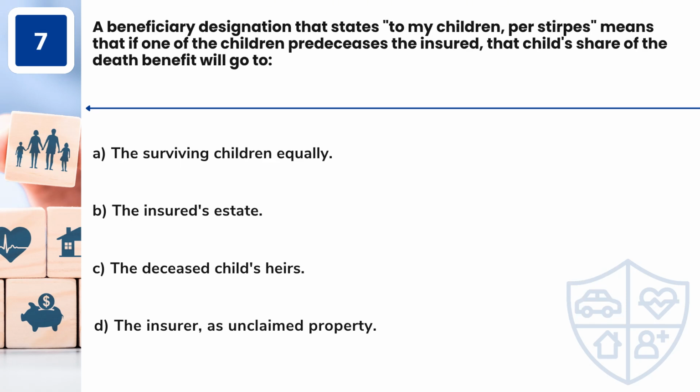Question 7. A beneficiary designation that states, "to my children," per stirpes, means that if one of the children predeceases the insured, that child's share of the death benefit will go to A. The surviving children equally. B. The insured's estate. C. The deceased child's heirs. D. The insurer, as unclaimed property.